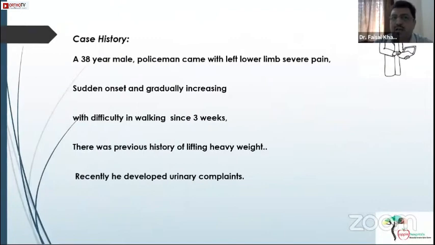To start with, a 38-year-old male policeman came with severe left lower limb pain, sudden onset and gradually increasing, with difficulty in walking for the last 3 weeks. There was a previous history of lifting heavy weights, and recently he developed urinary complaints.